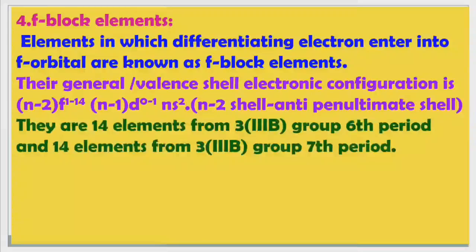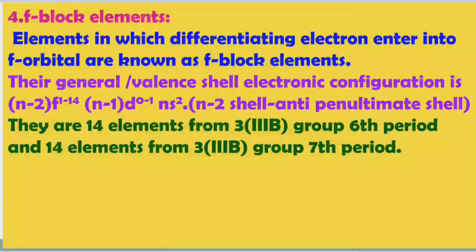There are 14 elements from third B group, 6th period, and 14 elements from third B group, 7th period. This is very important: f block elements belong to third B group. The 14 elements are nothing but lanthanides, and they belong to third B, 6th period. The other 14 elements are actinoids, and they belong to third B, 7th period.